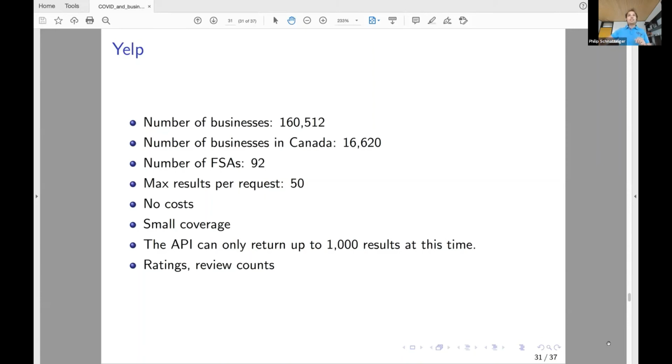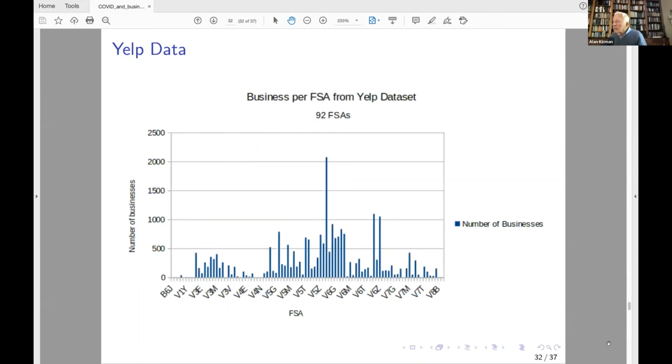There's obviously more businesses in Canada. But what's really useful about this data set is that you can similarly look at it in terms of postcodes. That's something you'll see on the next slide, where you can see that there is a certain number of businesses in most postcodes, and we're able to compare this against the businesses that we get when we look into the Google API.